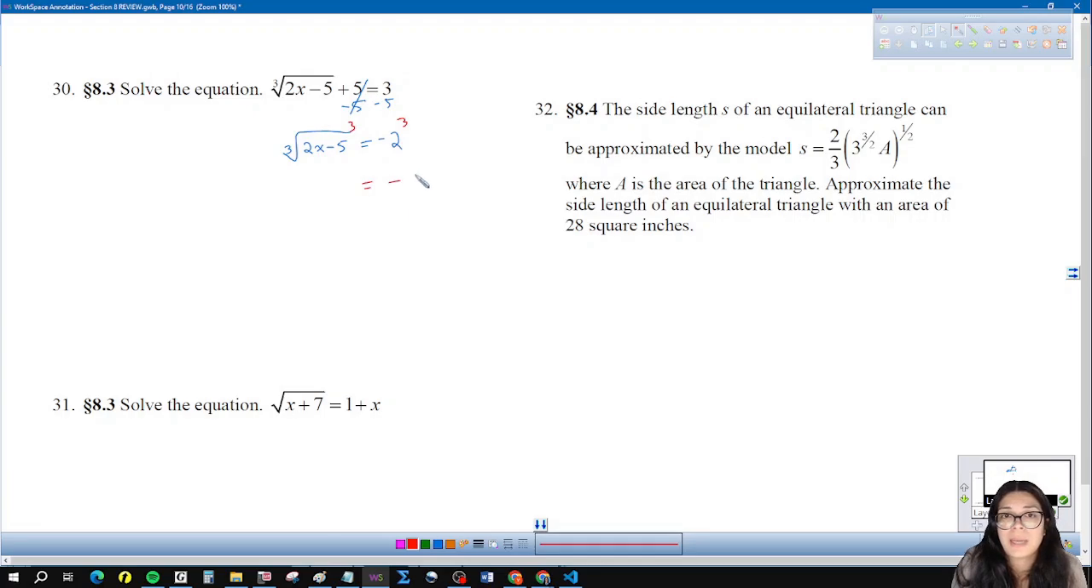-2 to the power of 3 will be -8. And on the left side, we just have 2x minus 5. Add 5 on both sides, we get 2x equals -3. Divide by 2 on both sides, we get x equals -3/2.